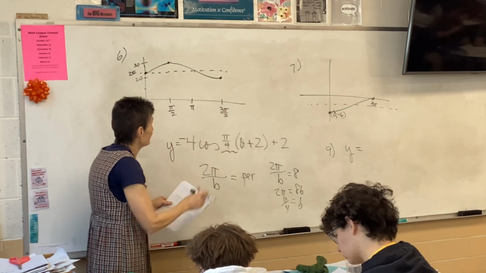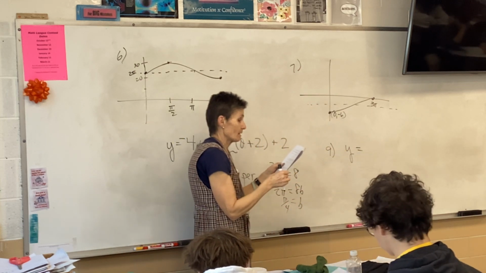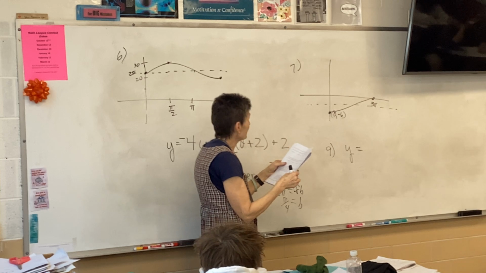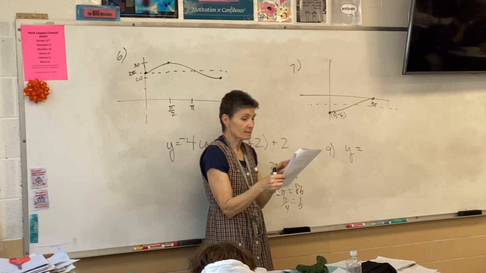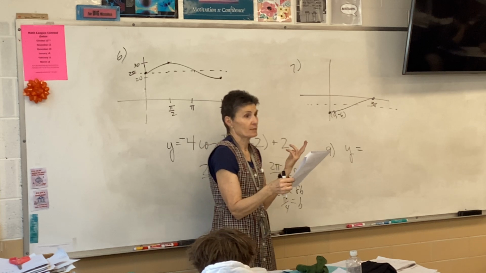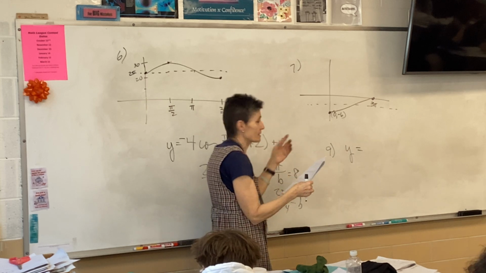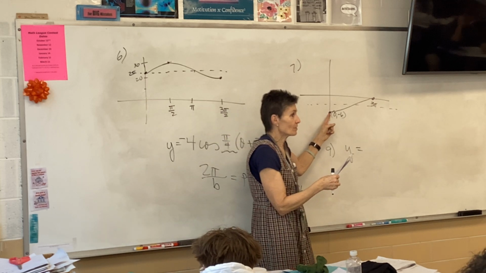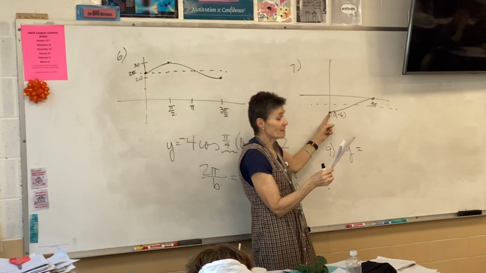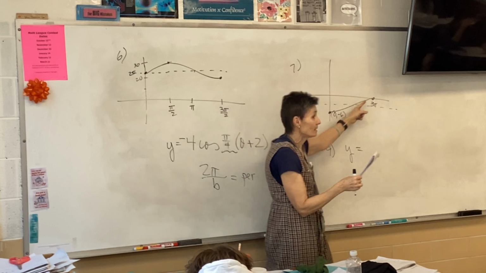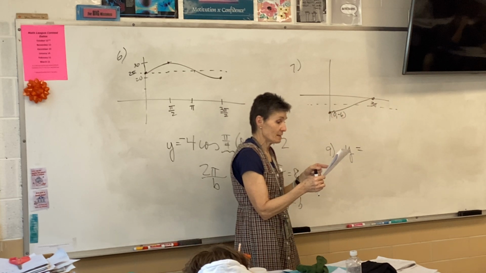All right, number 7. I drew that one too. Which of the following could be an expression for that? Now again, notice they're all cosine options. Obviously, why are they all cosine options? Because it starts at a minimum. Now, the fact that it starts at a minimum means it needs to be a negative cosine. So that means it's either B or D.